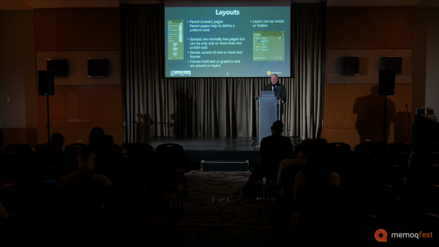A spread, 2 facing pages, can be a single page, can be a fold-out with 3 or more pages. Text in InDesign comes in stories, which consist of 1 or 2 linked text frames. The frames are placed on layers, and the layers can be visible or hidden. There might be separate layers for graphics or for instructions for the printer. And sometimes layouts designed specifically for localization can have a layer for each language.